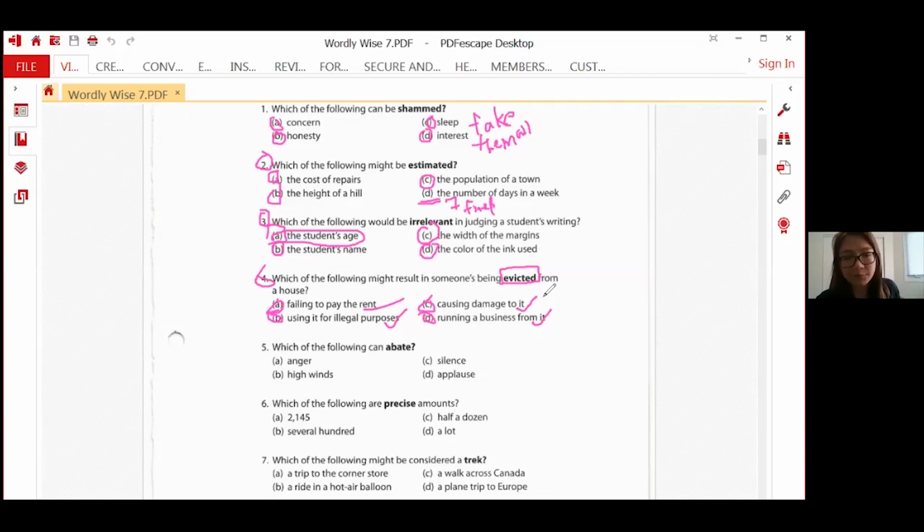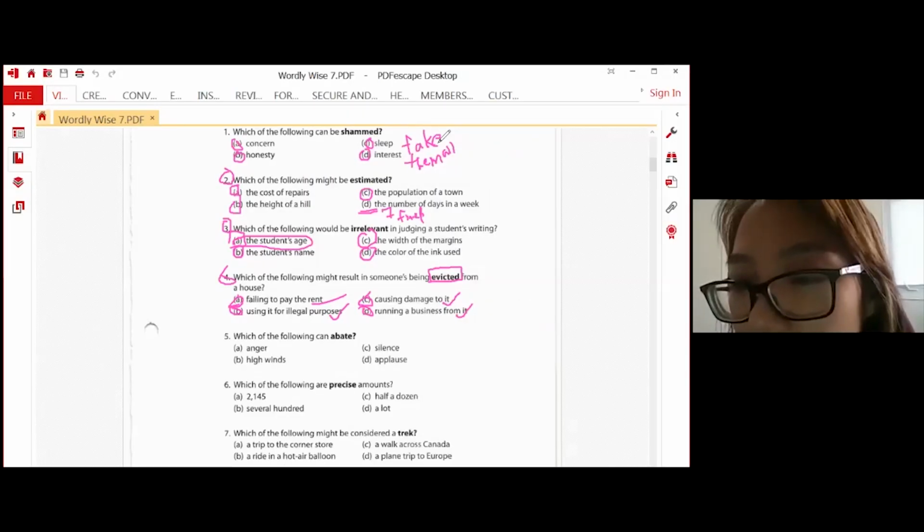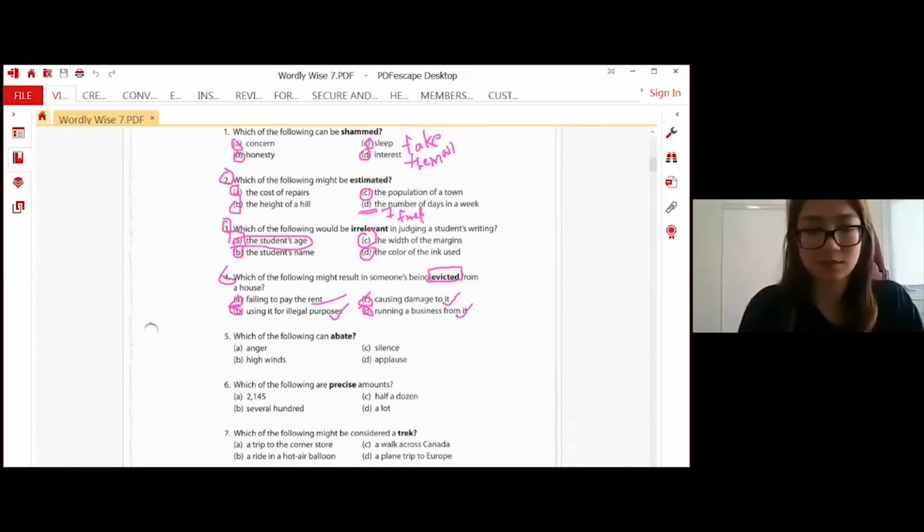Which of the following can abate, which can increase? Answer. This is in Chinese. I'm sorry, I don't read Chinese. Can you give me a name? I'm going to write to this person. Can you give me a name so I can ask you? Can I have your name?